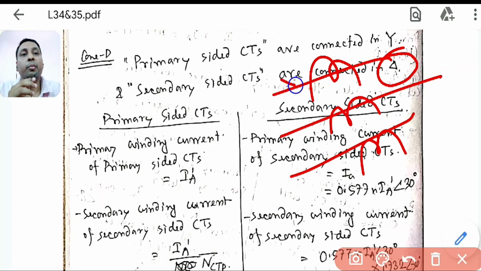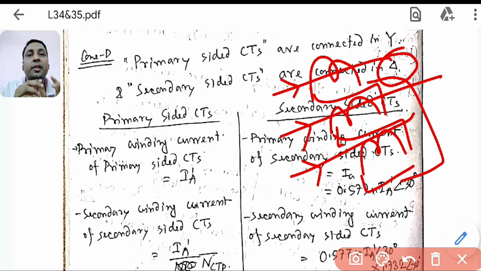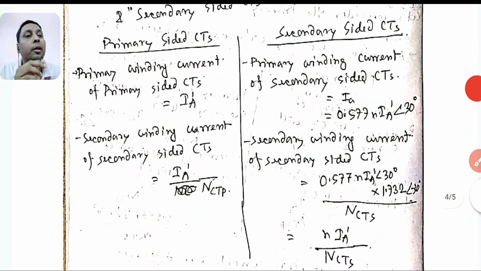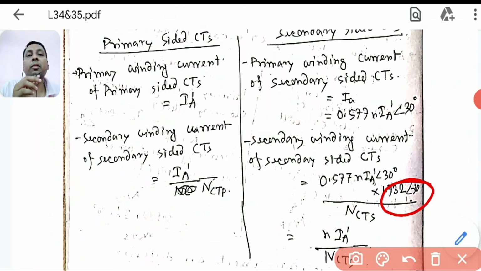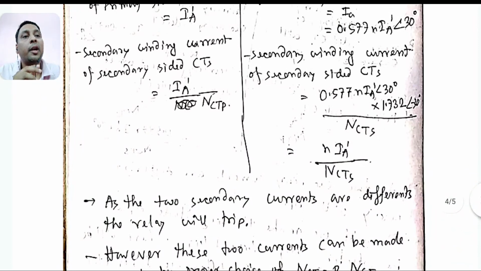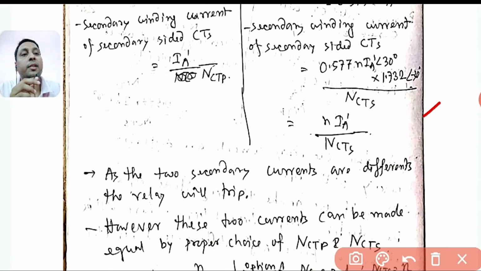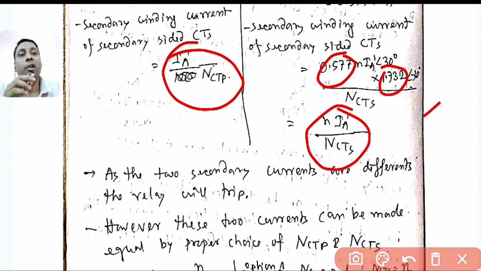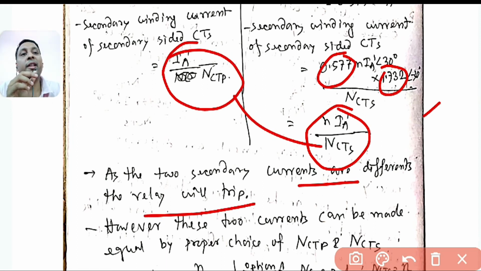So from star you are going to a delta connection now. Its secondary is connected in delta in this fashion. You will see how these are connected. So in this fashion they are connected. There will be a shift of 30 degree, which will make it a minus 30 degree shift, along with a factor of 1.732, root 3, because it is coming from star to delta. So ultimately plus 30 minus 30 cancel, and then 0.577 and 1.732 will also cancel, because this is root 3 and 1 by root 3. So ultimately again there is a difference, so the relay will trip, but this difference you can make equal.